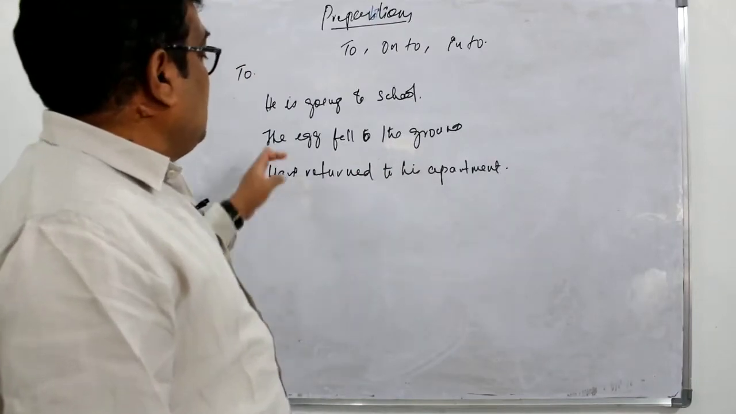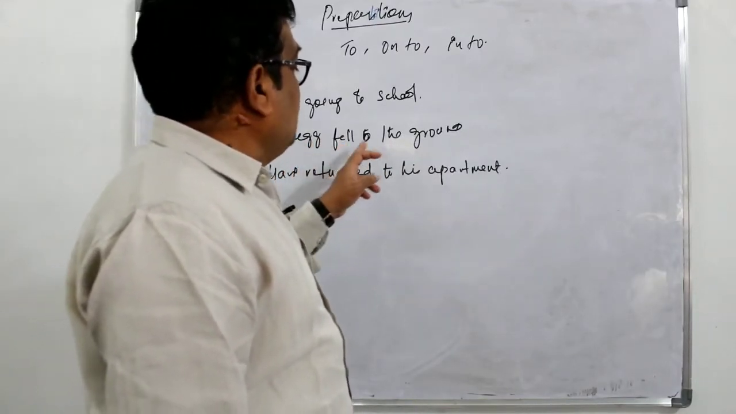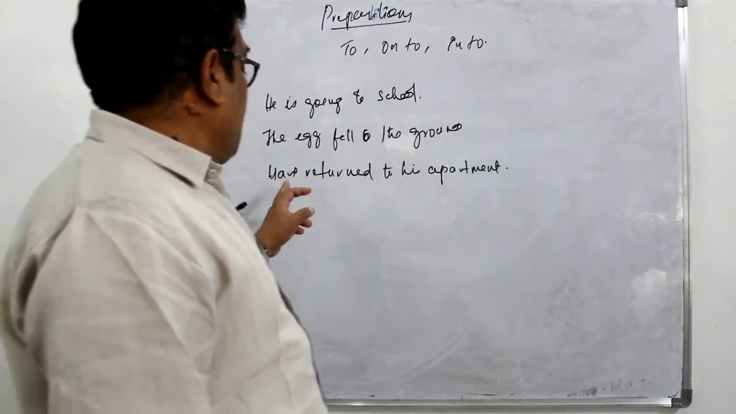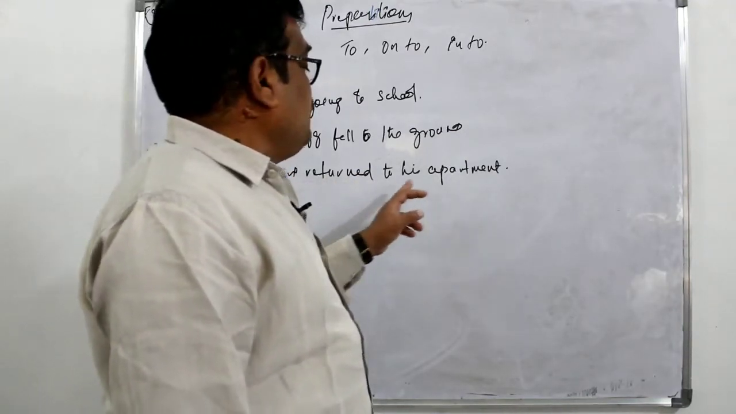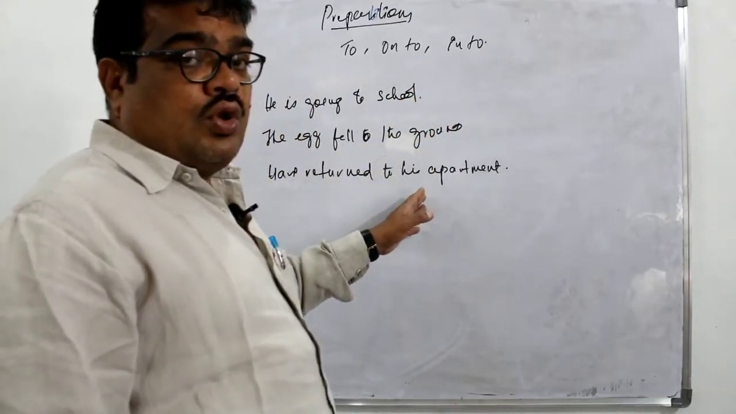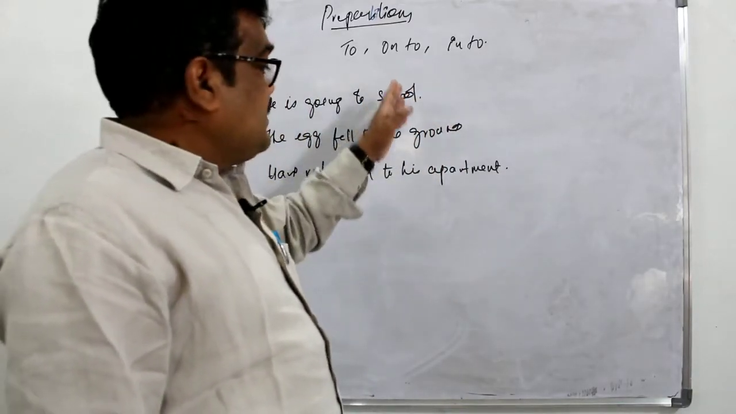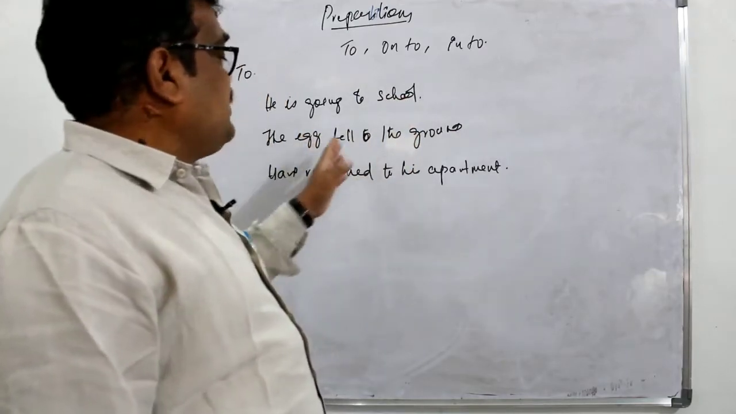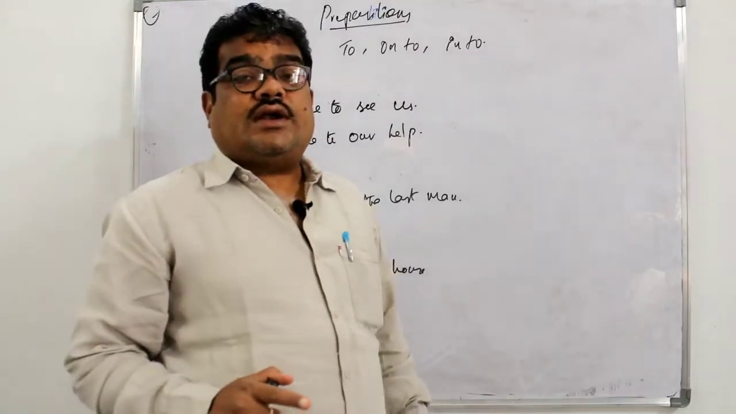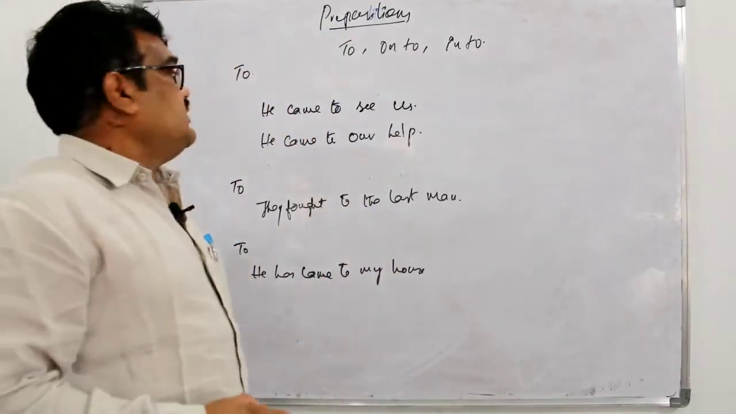Another example. The egg fell to the ground. Another example. Hari returned to his apartment. All these examples show that there is a direction and the subject is moving towards that. I told you that to is used for direction, but to is also used for other things.